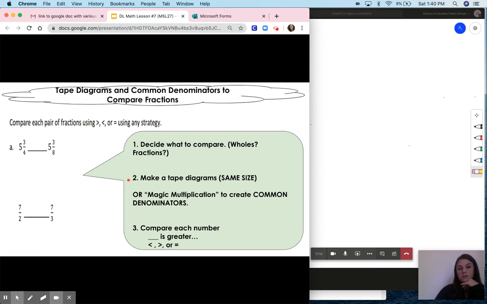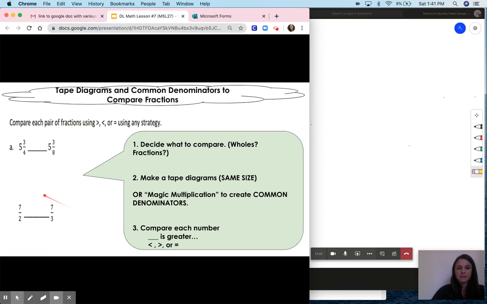Then step 2, make a tape diagram or tape diagrams to show the two different fractions. Make sure those diagrams are the same size. Or you could use magic multiplication to create common denominators. Both are fine. Some of you like one, some of you like the other. Maybe some of you like to do both to check. That's my favorite way to make sure you're right. And then finally, use those tape diagrams and those common denominators to figure out which one is greater.